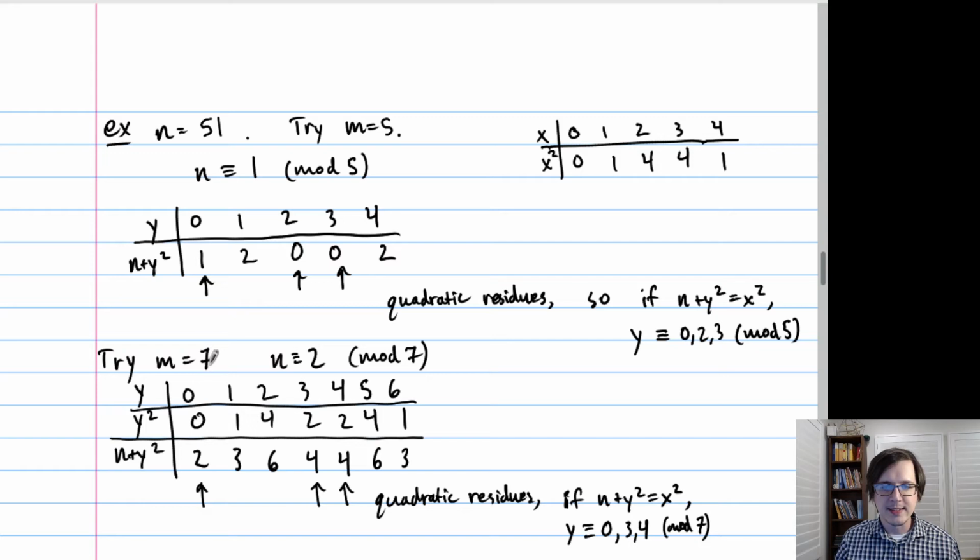So now let's look at mod 7. In this case, 51 is 2 mod 7. For each residue y, we have y squared, and we add n to it. And then we can look at the residues. The quadratic residues are 0, 1, 2, and 4. And only 2 and 4 down here are the residues. So y has to be 0, 3, or 4 mod 7 for this to even have a solution. Yeah, so 1, 2, 5, and 6 are excluded.